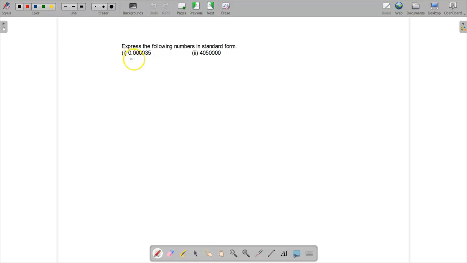The question is: express the following number in standard form. Generally, if we have a number like this, we can express it as some value with a decimal point, times some power of 10. So like this we will express the number.